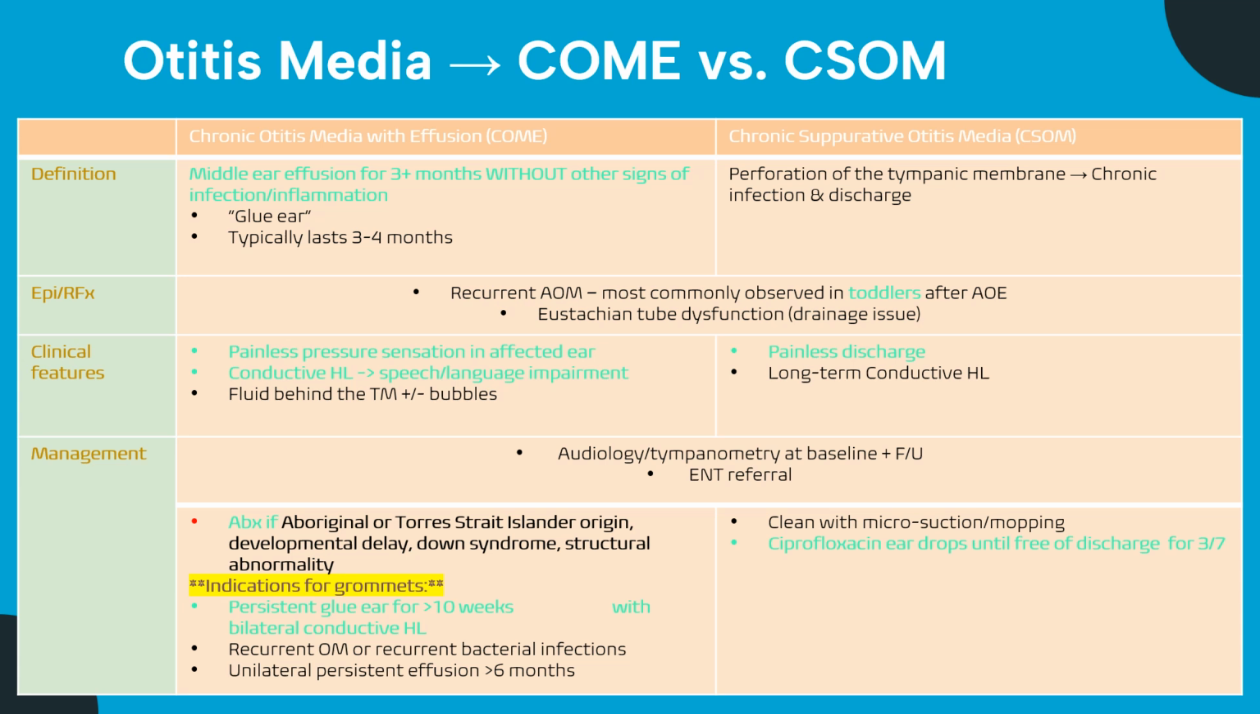If they're of Aboriginal or Torres Strait Islander origin, have developmental delay, Down syndrome, or a structural abnormality, these people are at higher risk of complications, so you can consider antibiotics. Indications for grommets: if they have persistent glue ear for over 10 weeks, and also if they have bilateral conductive hearing loss. So you'd want to do an earlier referral to ENT for consideration of that.